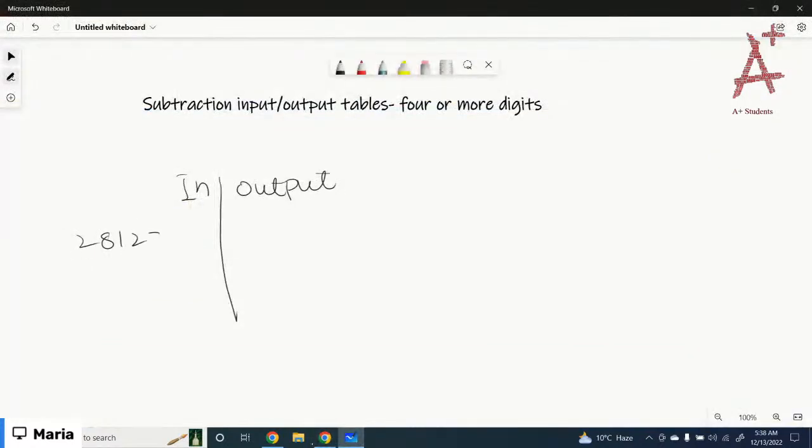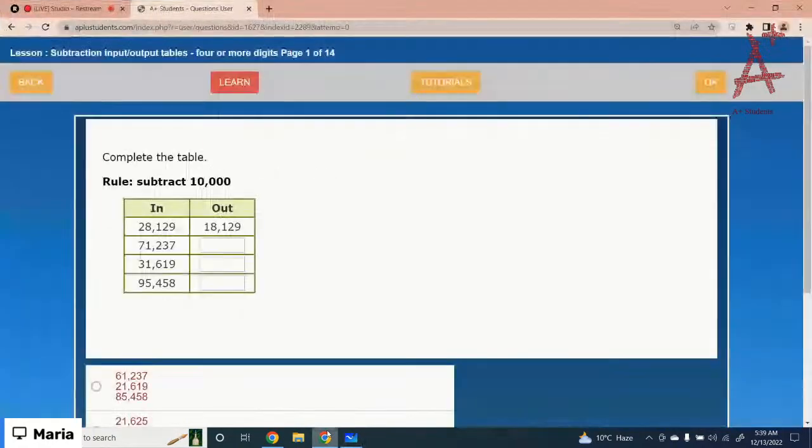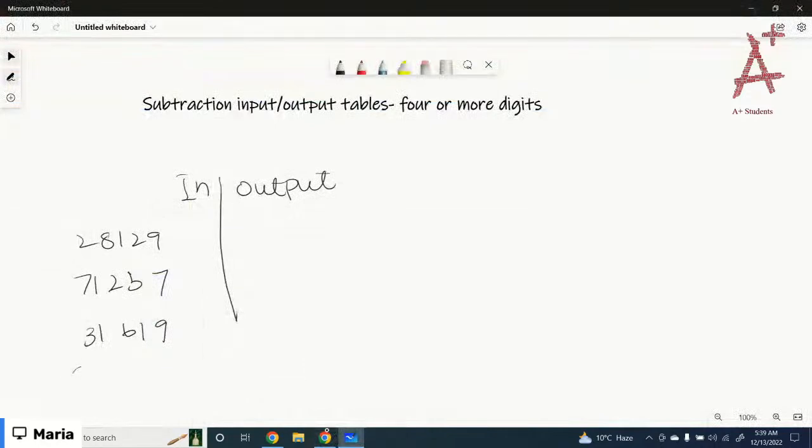The input values are 28,129, then 71,237, then 31,619, then 95,458. And you are given with the rule: you have to subtract 1,000.